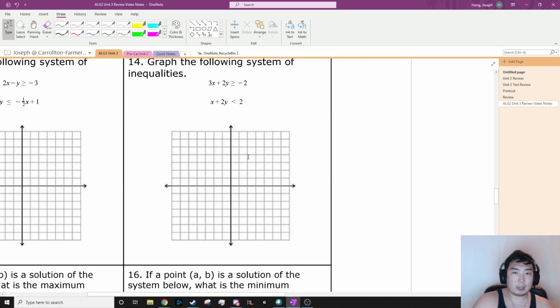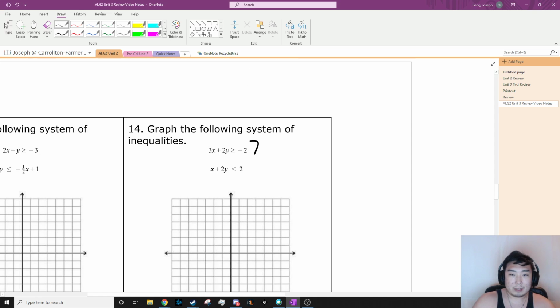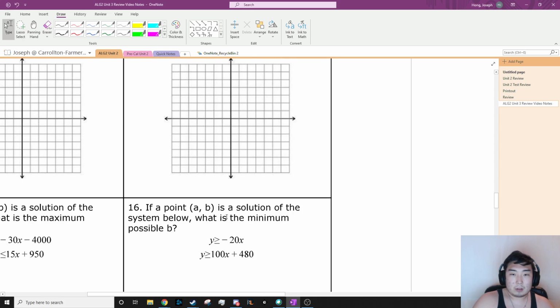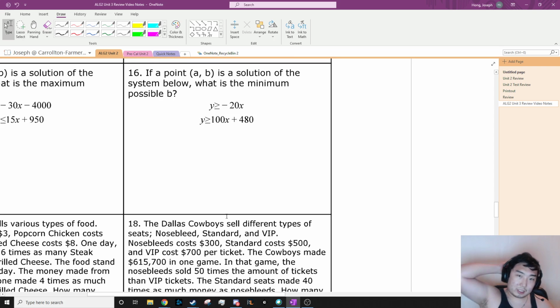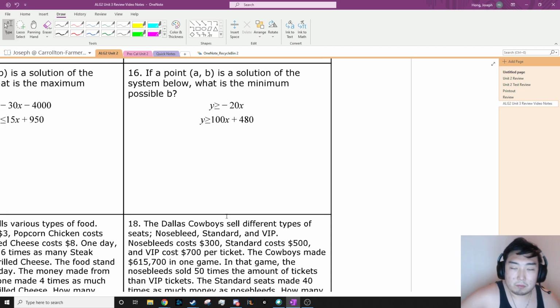Another question, I'm not going to do this problem just because it's so repetitive. Just know that you do have to get both of these equations into y equals mx plus b, then you just graph it. So let's look at this. If a point, which is an ordered pair, is the solution of the system below, what is the minimum possible b?